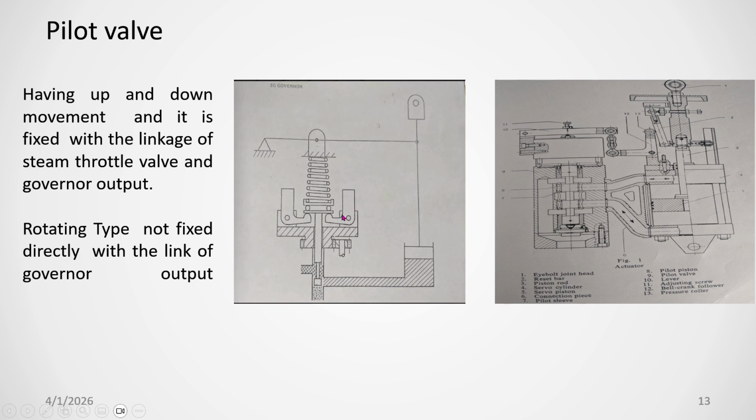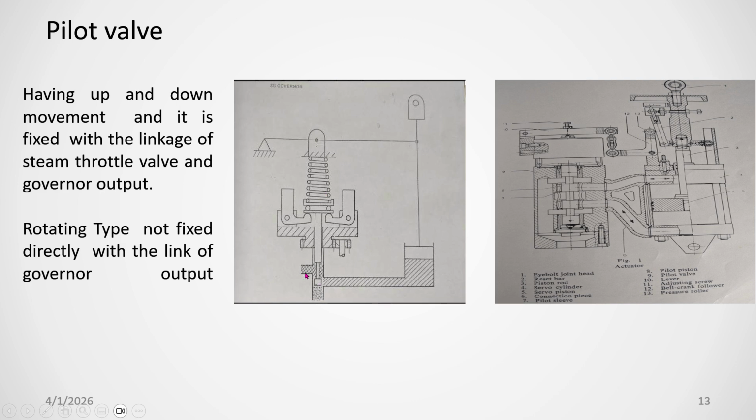This is the flyweight, it is pivoted here. It is acting against this spring force, so this will come inside at low RPM. When speed is low, it comes low inside. When it is low inside, due to spring force, this pilot piston will go downwards. The pilot piston will go downward.